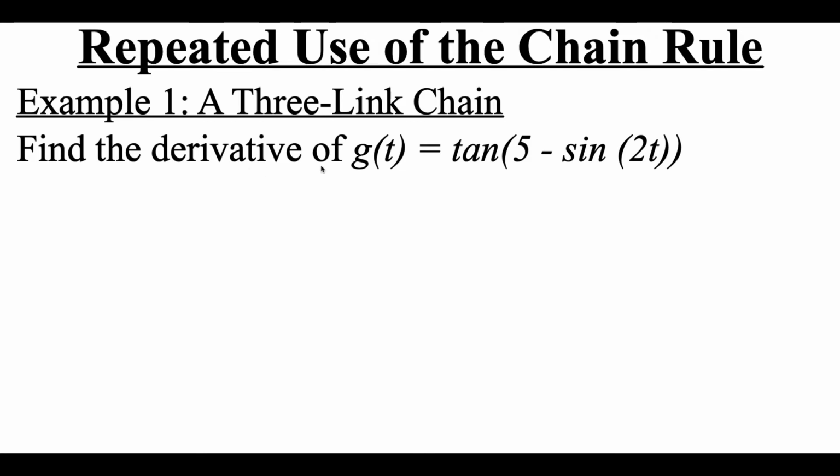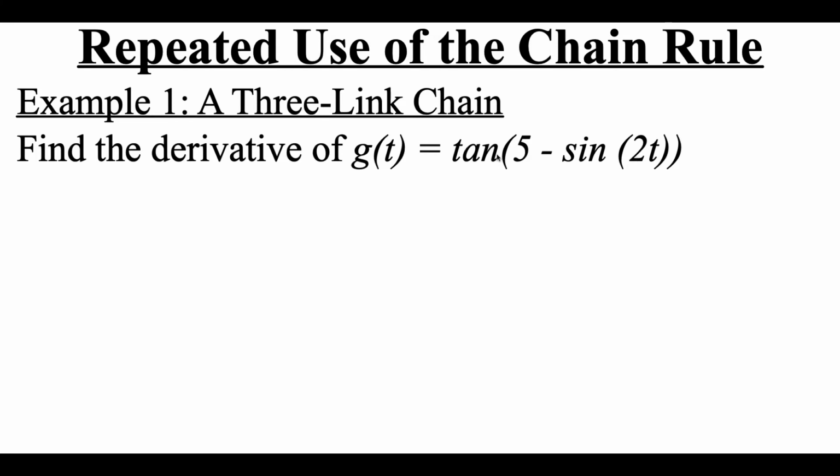So we're doing the derivative of the function g of t equals the tangent of 5 minus the sine of 2t. So we've got this outer function of the tangent, and then on the inside, we've got this 5 minus the sine, but we've got another function happening in here where we're doing the sine of 2t. So we really have 2 nested functions inside of here.